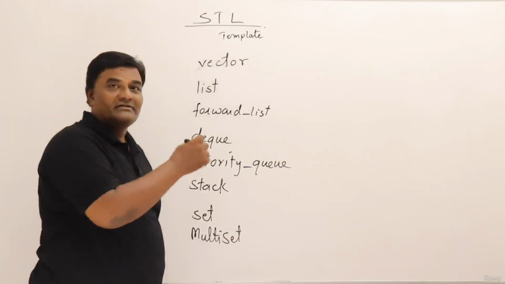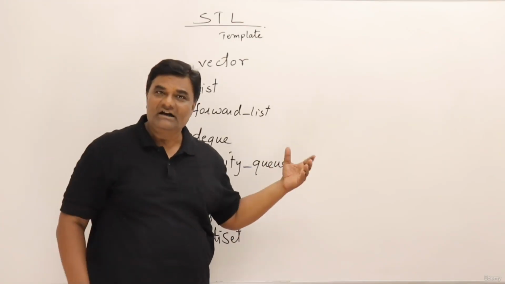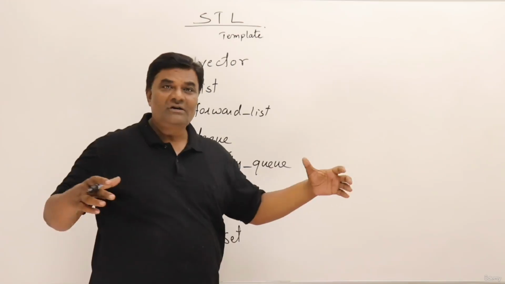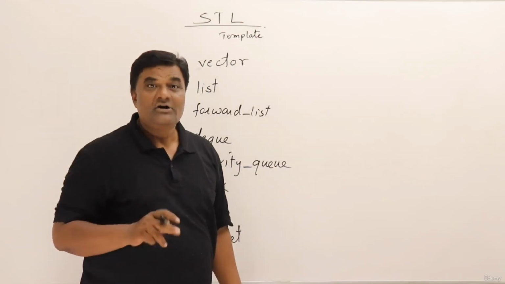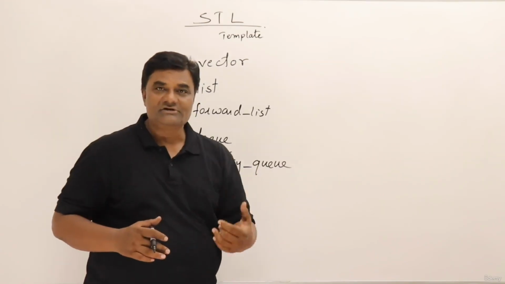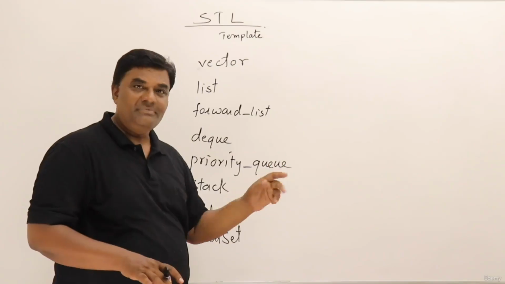This is a vector. This is nothing but an array. Already I have explained array to you. But this is not a fixed size array. This can grow and reduce by itself. How can an array grow and reduce by itself? Already I have shown you that we have to create a bigger array and transfer the elements. So that's what it automatically manages.